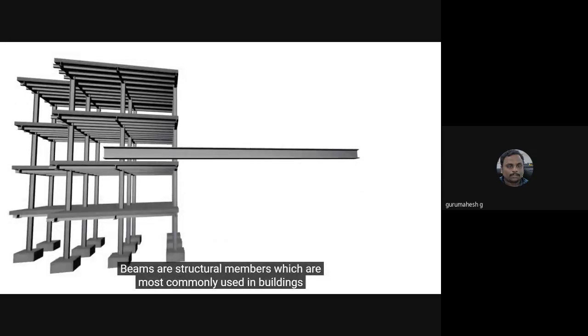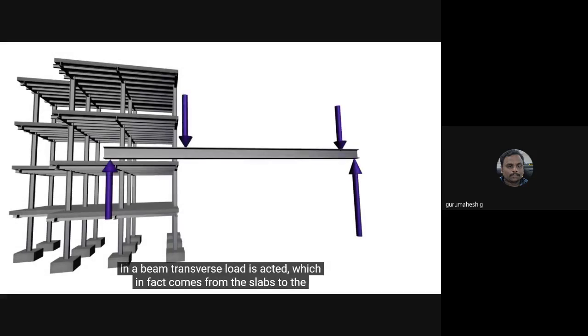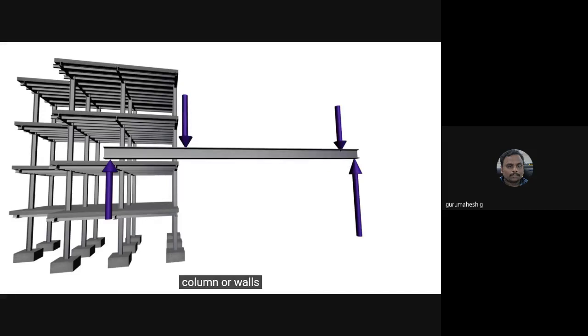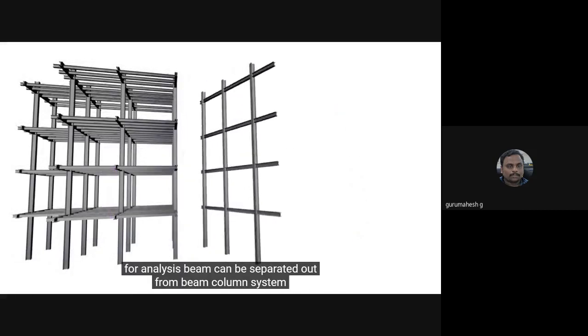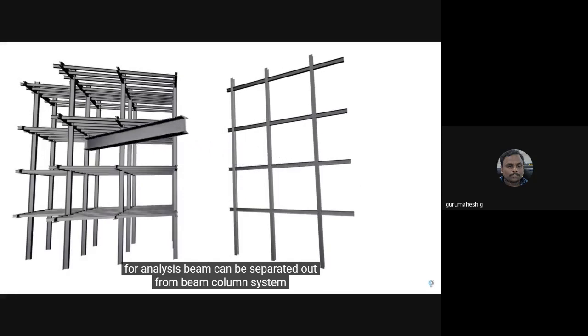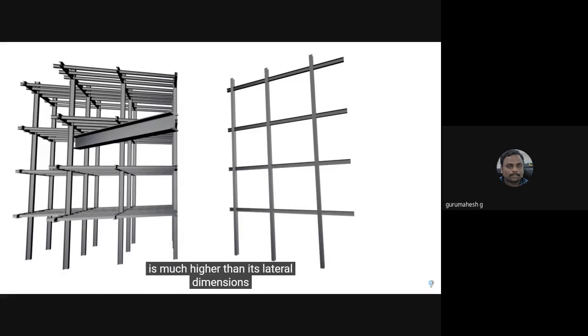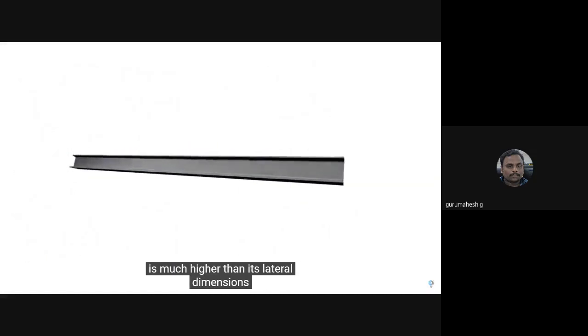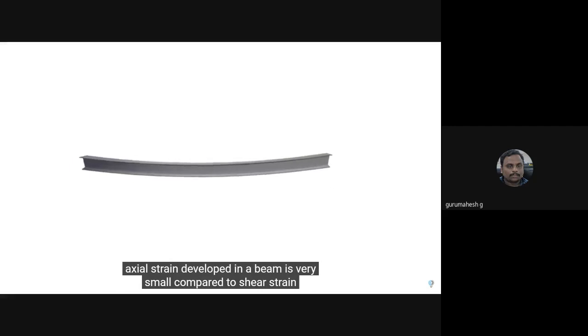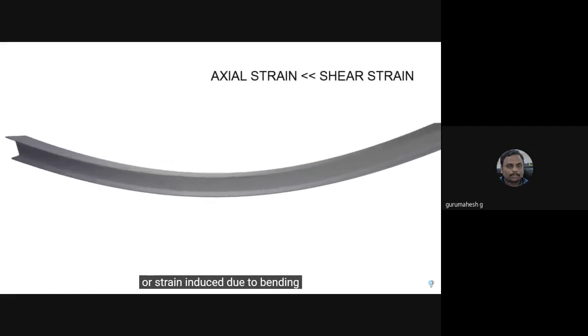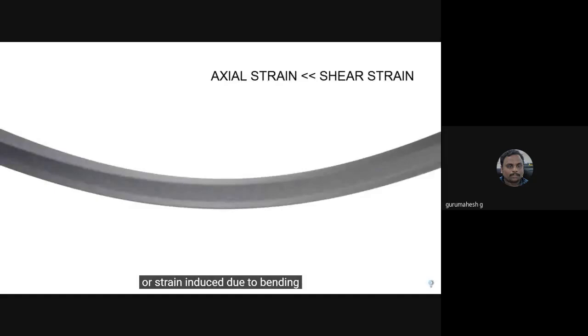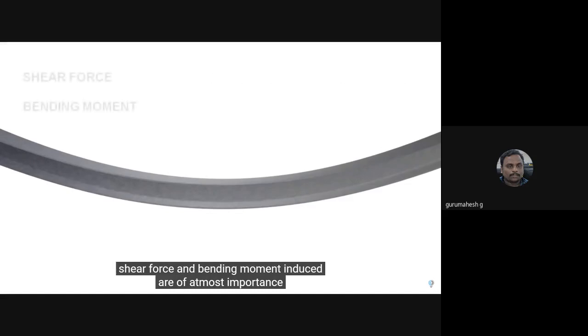Used in buildings. In a beam, transverse load is acted, which in fact comes from the slabs to the column or walls. For analysis, a beam can be separated out from the beam-column system. Length of the beam is much higher than its lateral dimensions. Axial strain developed in a beam is very small compared to shear strain, or strain induced due to bending. So for design purposes of beams, analysis of shear force and bending moment induced are of utmost importance.